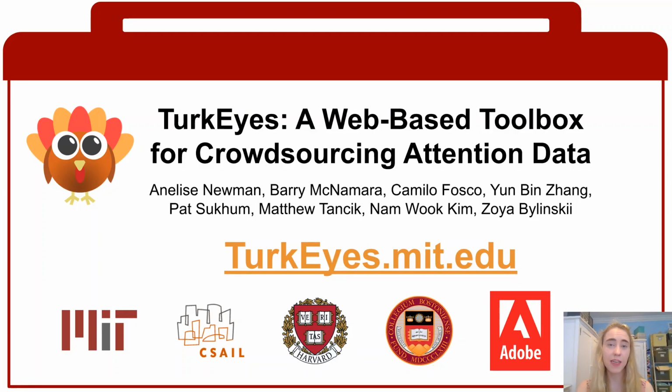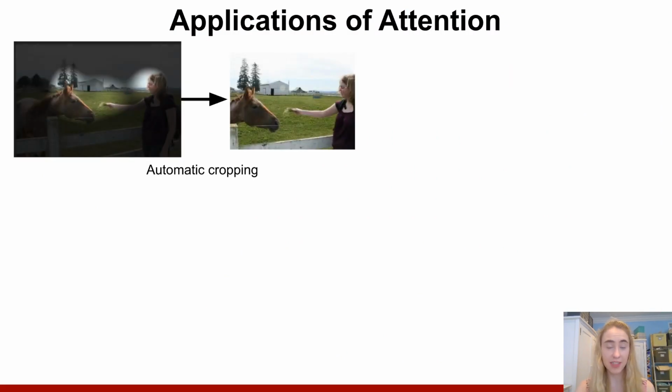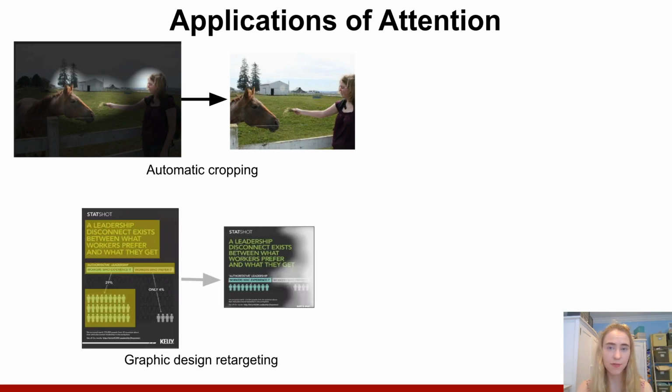Hi, I'm Anelise, and I'm here to tell you about a new toolbox for capturing attention data. Human attention provides insight into what aspects of an image are most relevant or engaging. For example, if I had a lot of data about where on an image people tended to look, I could train an automatic cropping system that preserved the most relevant parts of an image.